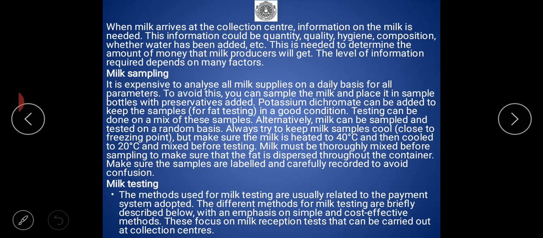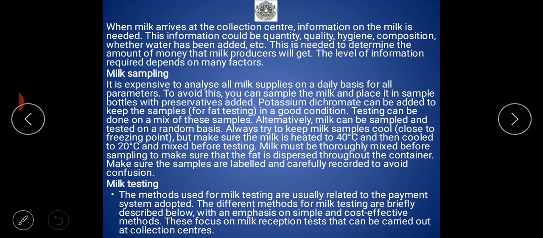Coming to milk sampling, it is expensive to analyze all milk supplies on a daily basis for all parameters. To avoid this, you can sample the milk and place it in sample bottles with preservatives added, and potassium dichromate can be added to keep the samples fit for testing in good condition. Testing can be done on a mix of these samples. Alternatively, milk can be sampled and tested on a random basis.